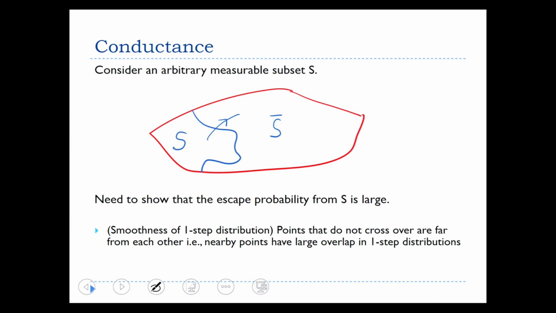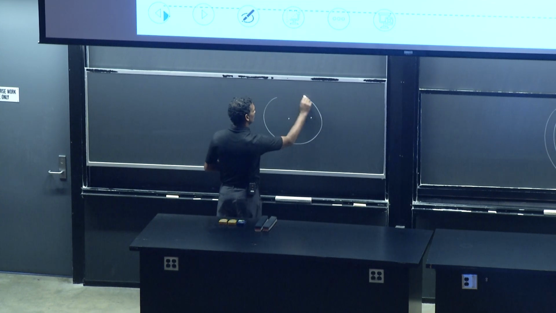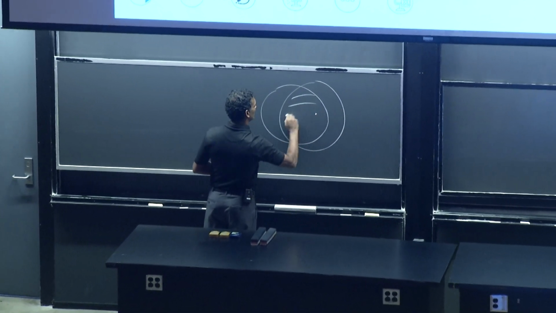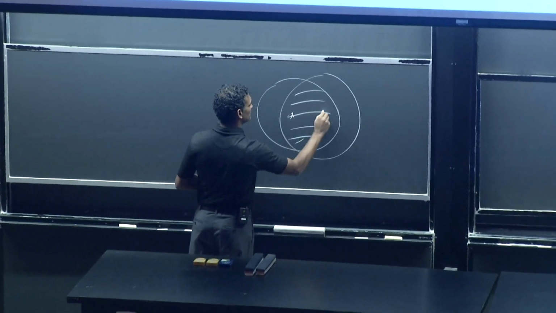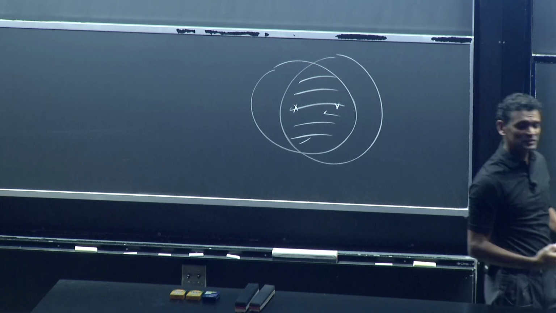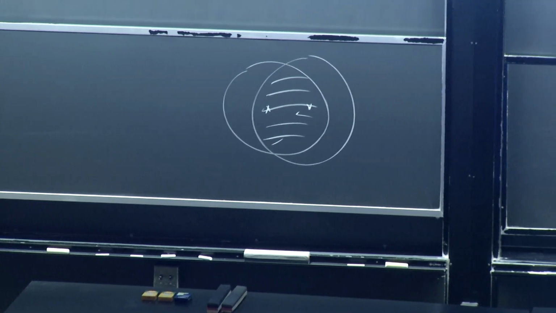It says that if you have 2 points that are close, then their one-step distributions, where you could go after 1 step, will have significant overlap. I have these 2 points, and I consider where can they go after 1 step. So if it's a ball walk, maybe that's the one-step distribution for this, and that's the one-step distribution for this. And we would like to show that the region of overlap in these one-step distributions is going to be large.